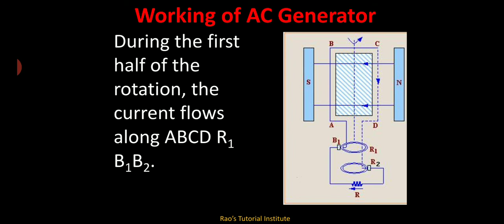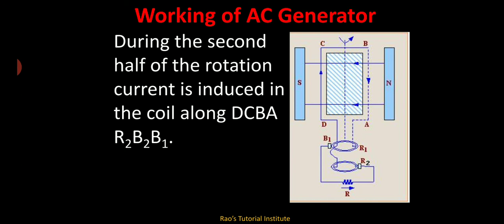During the first half of the rotation, the current flows along ABCD in that direction, then through R1, B1 and then B2. Then during the second half of the rotation, current is induced in the coil along DCBA. Through that direction, the current moves from R2 to B2 and then to B1.